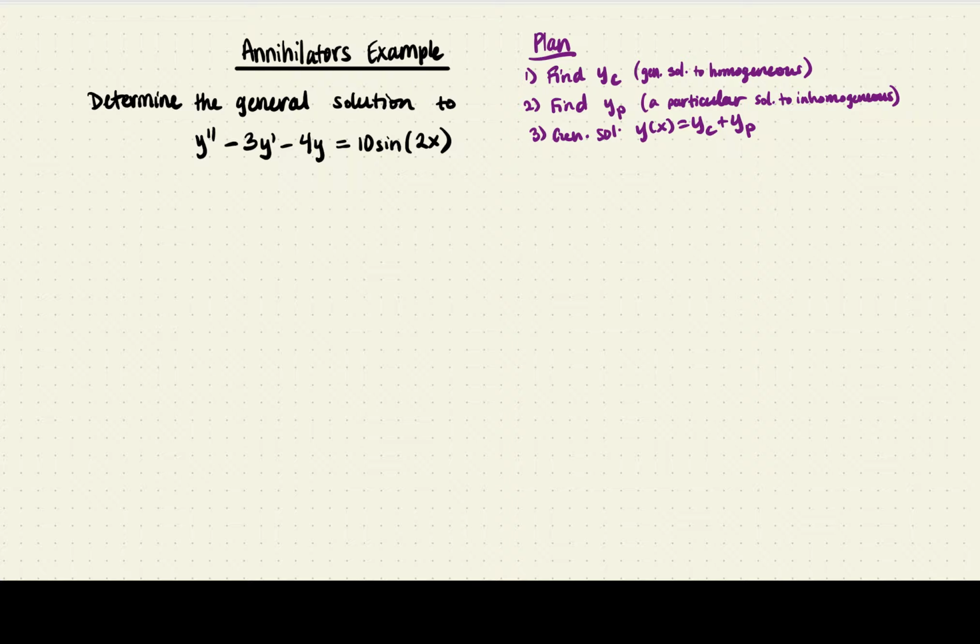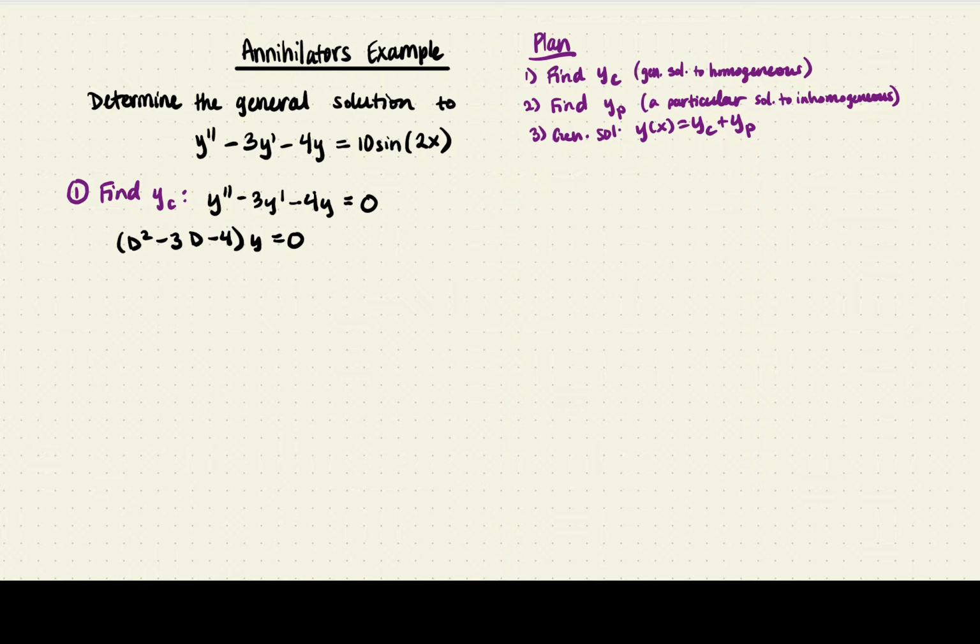So let's get started with step 1, find y sub c. Okay, so the associated homogeneous problem is y double prime minus 3y prime minus 4y equals 0. So we first solve the problem where we don't have anything on the right-hand side. To do that, we need to write down the auxiliary polynomial. So I'm going to write down our equation in operator notation. That's going to give me D squared minus 3D minus 4 applied to y equals 0.